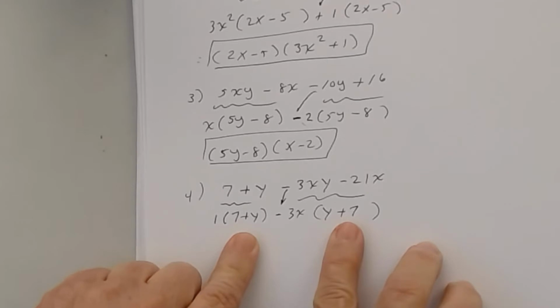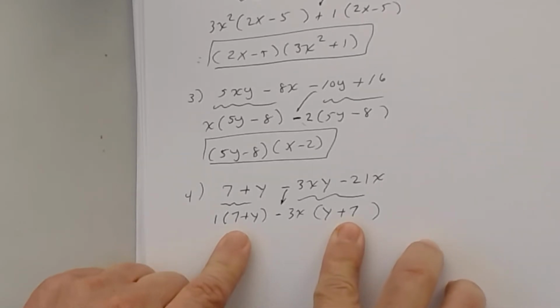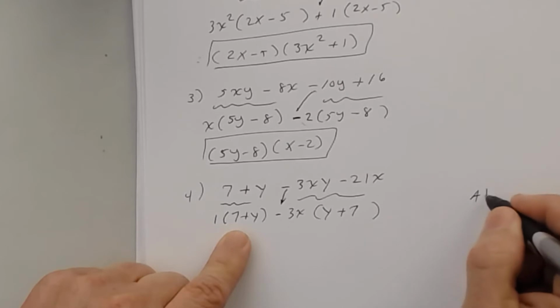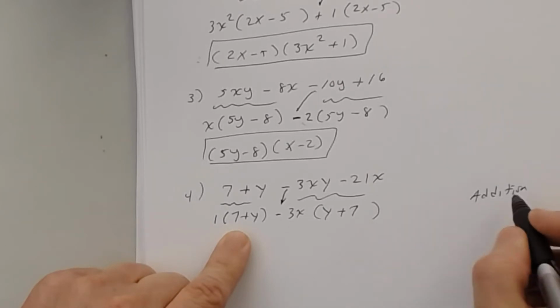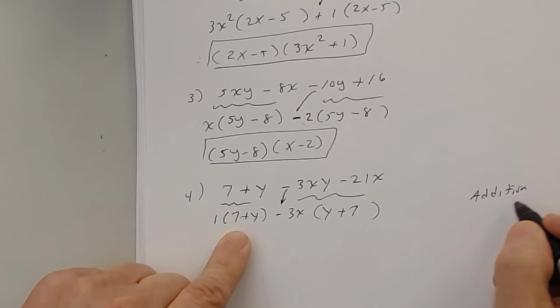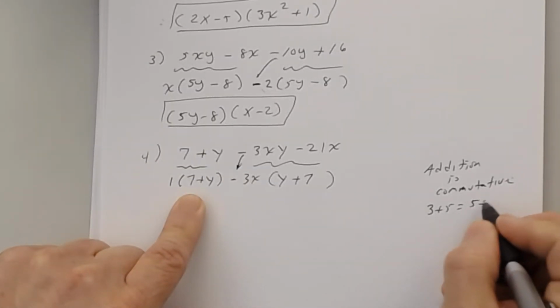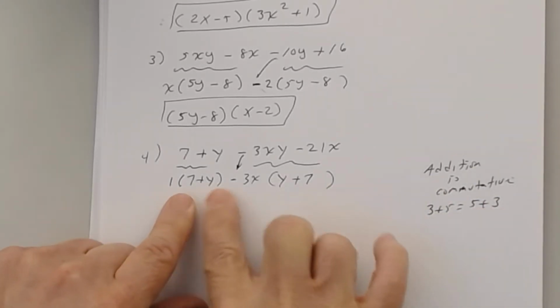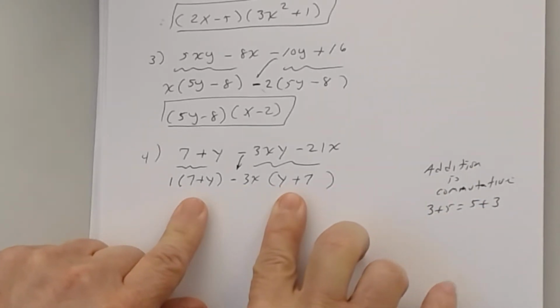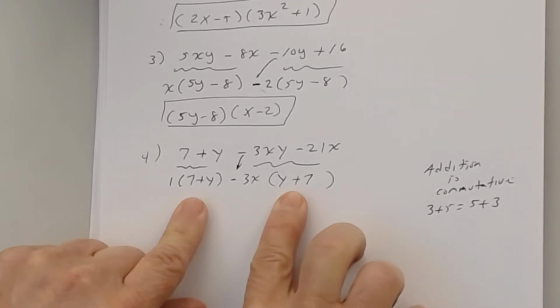If you do this correctly, those two should be the same. You may say, well, they're not. Yeah, they are. Addition is commutative, right? It doesn't matter how you write it or the order in which you add things. Something like 3 plus 5 is the same as 5 plus 3. So 7 plus y is the same as y plus 7. But I do want you to notice that both of these have y plus 7 or 7 plus y in common. It does not matter; it's up to you. I normally put the variable first.